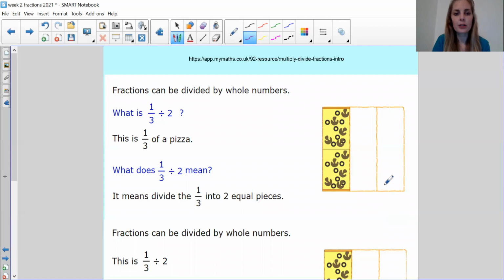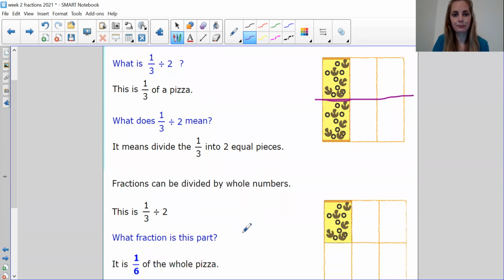But when I'm saying a third divided by 2, what does this mean? I'm taking these thirds that I've divided up and I'm dividing them in half, okay, into 2 equal parts, because I'm dividing it by 2. So I would then divide it by 2. And so if you imagine cutting this pizza in half, I get something that looks like that.